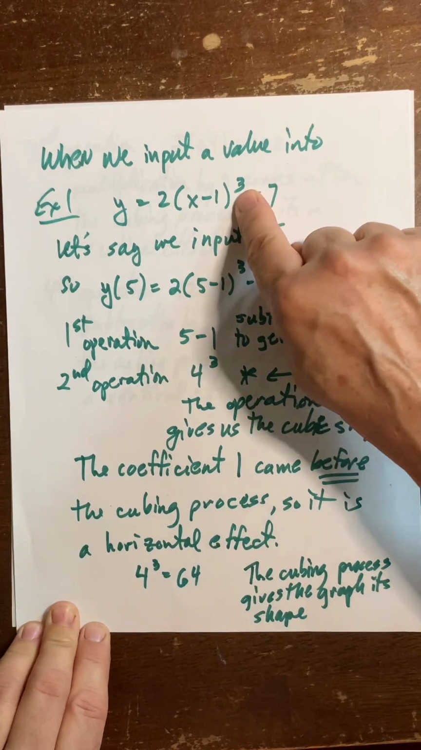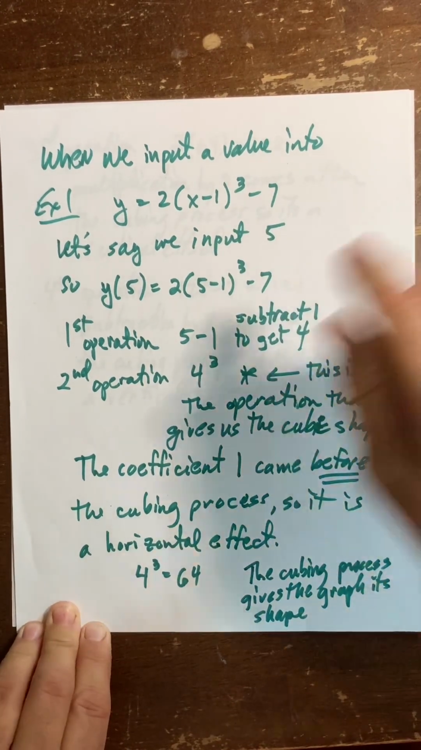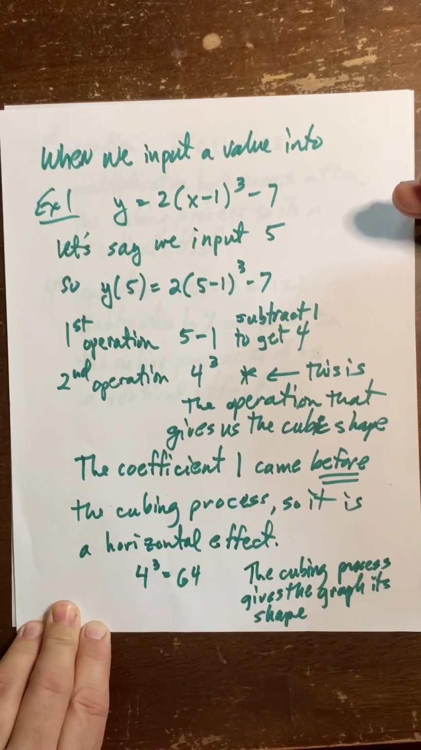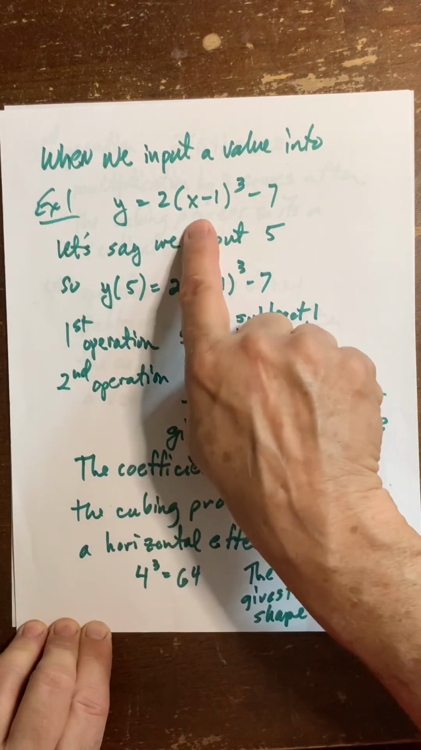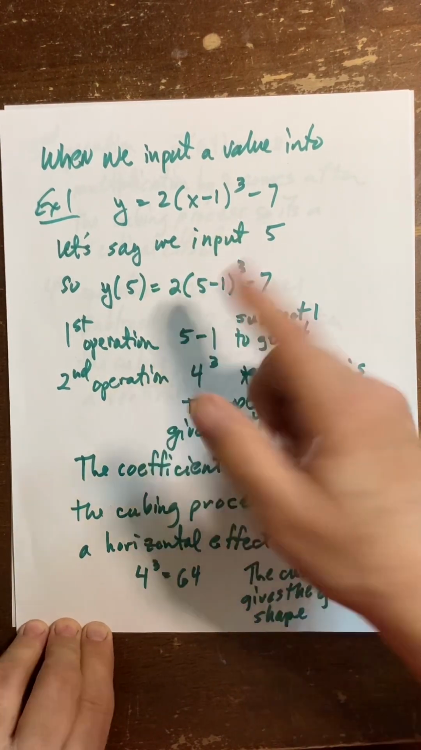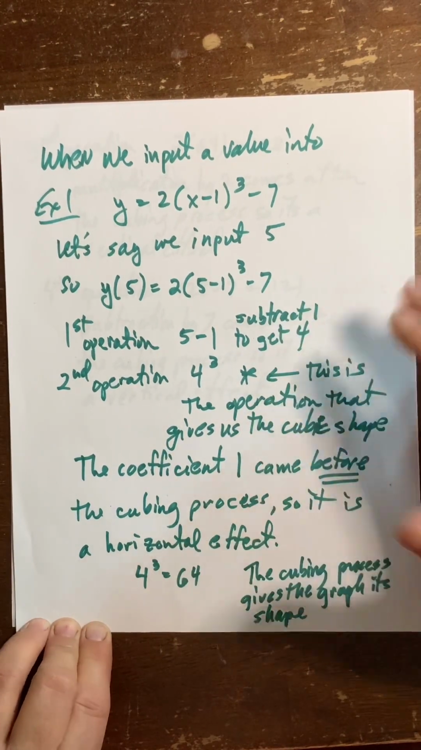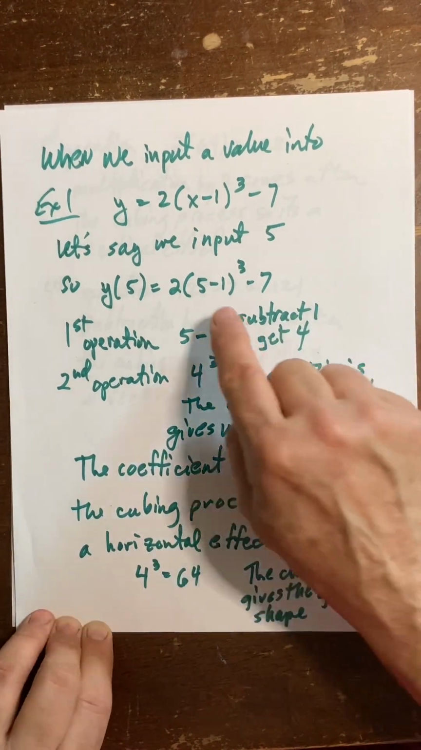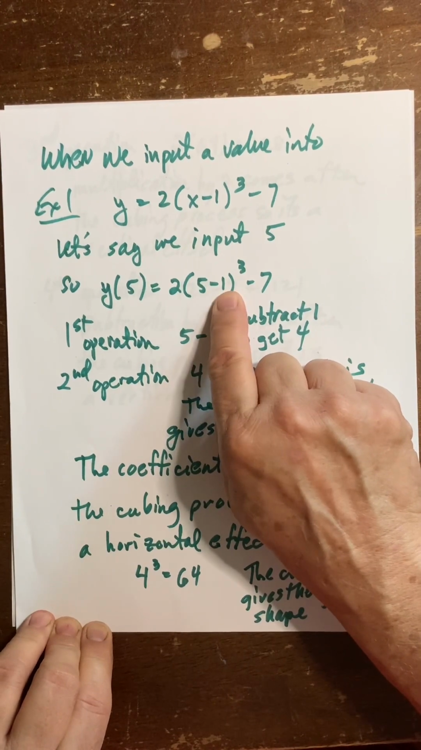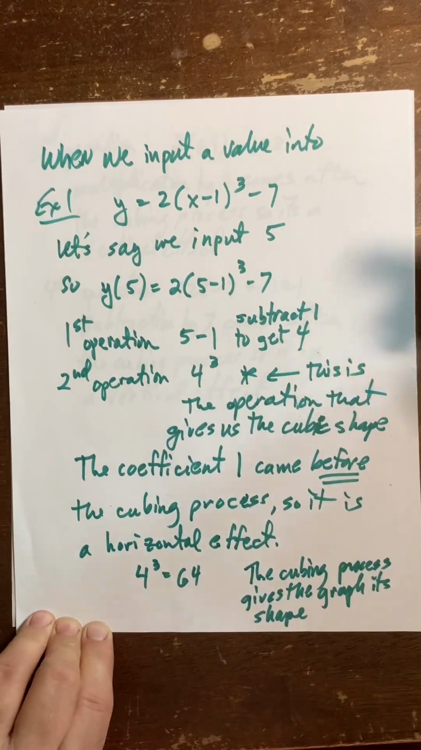and then look at the operations that you're doing. Well, we know the cubing process, that's actually the function. So anything before the cubing process causes a horizontal effect, and everything after the cubing process causes a vertical effect. So when I put in 5, what's the first thing I do? I subtract 1. Well, I still haven't cubed, so the subtraction by 1 is a horizontal effect. Then I get 4 when I do 5 minus 1.